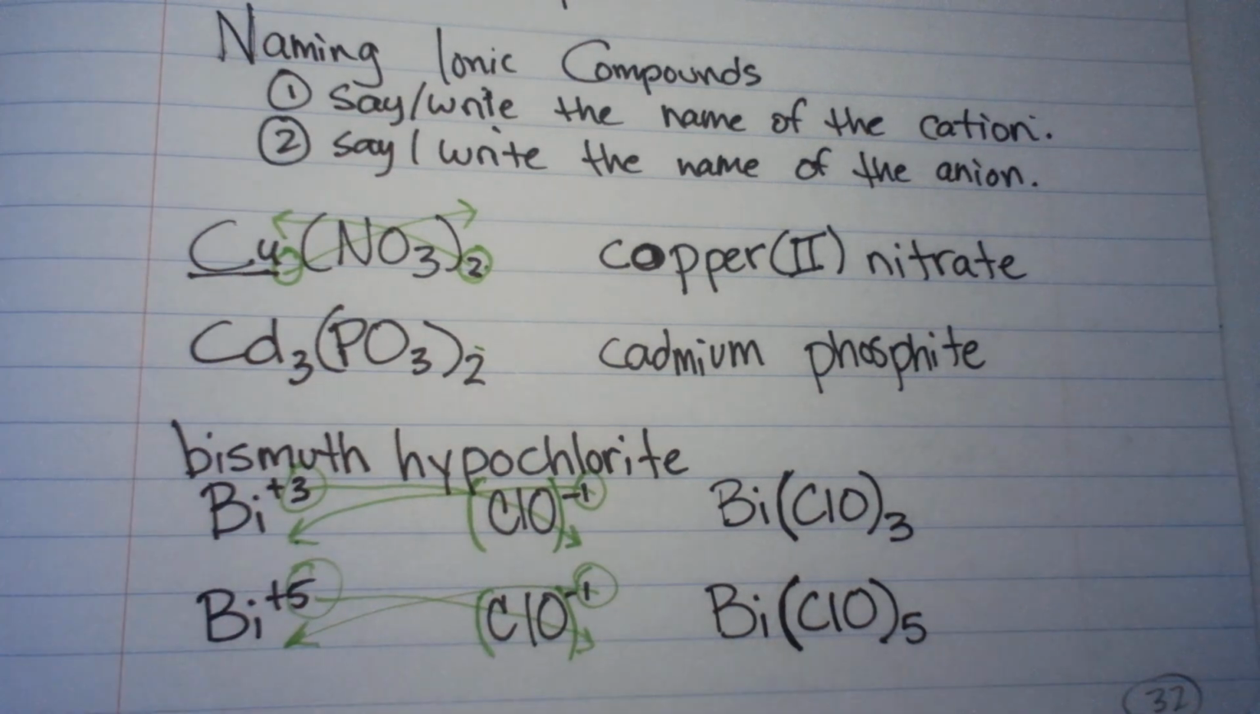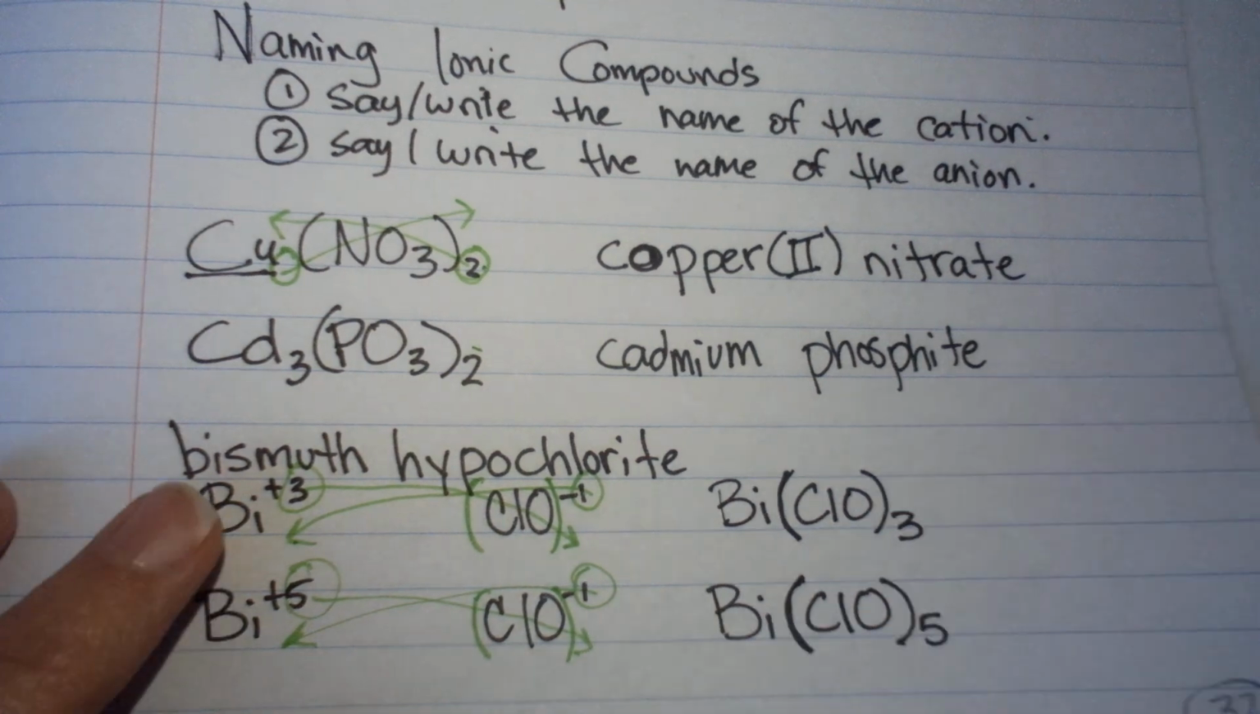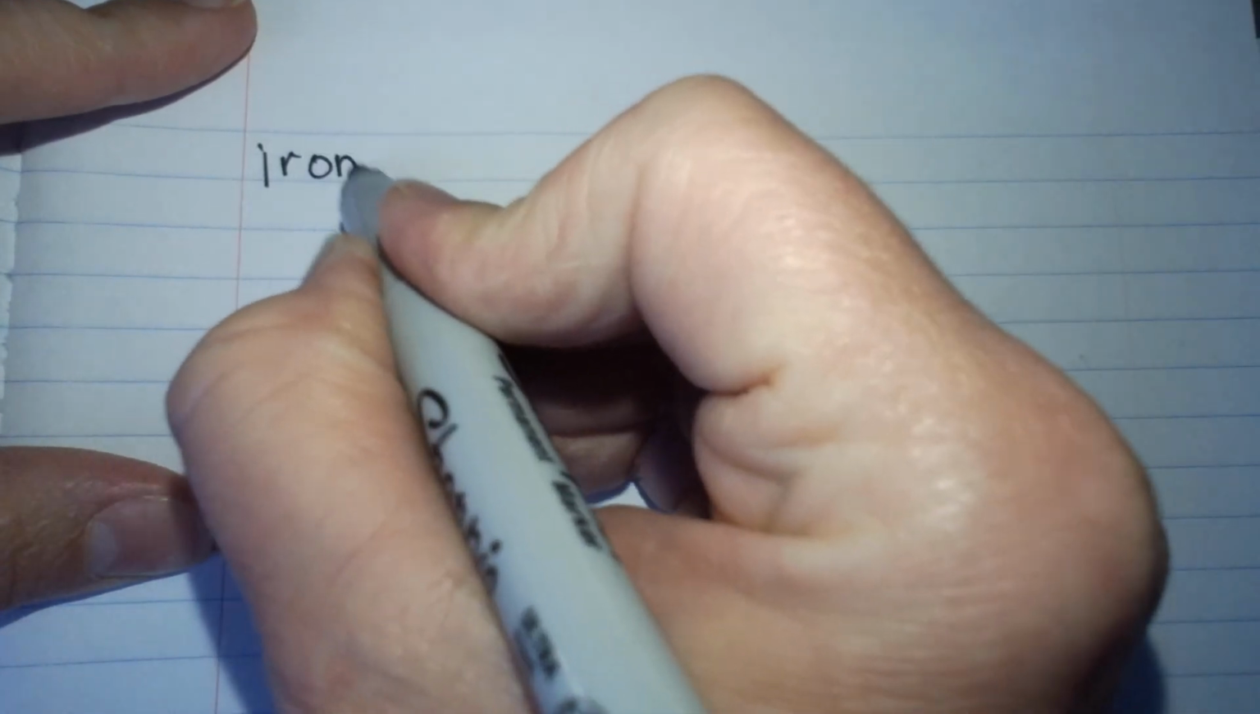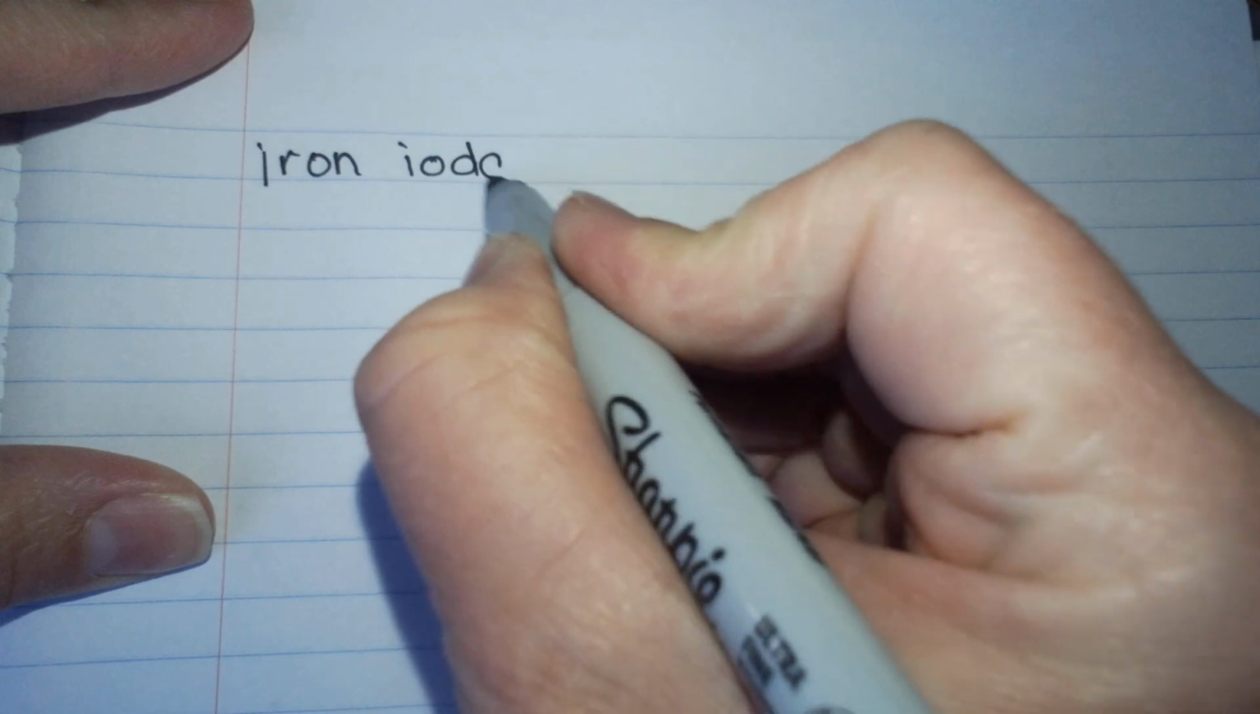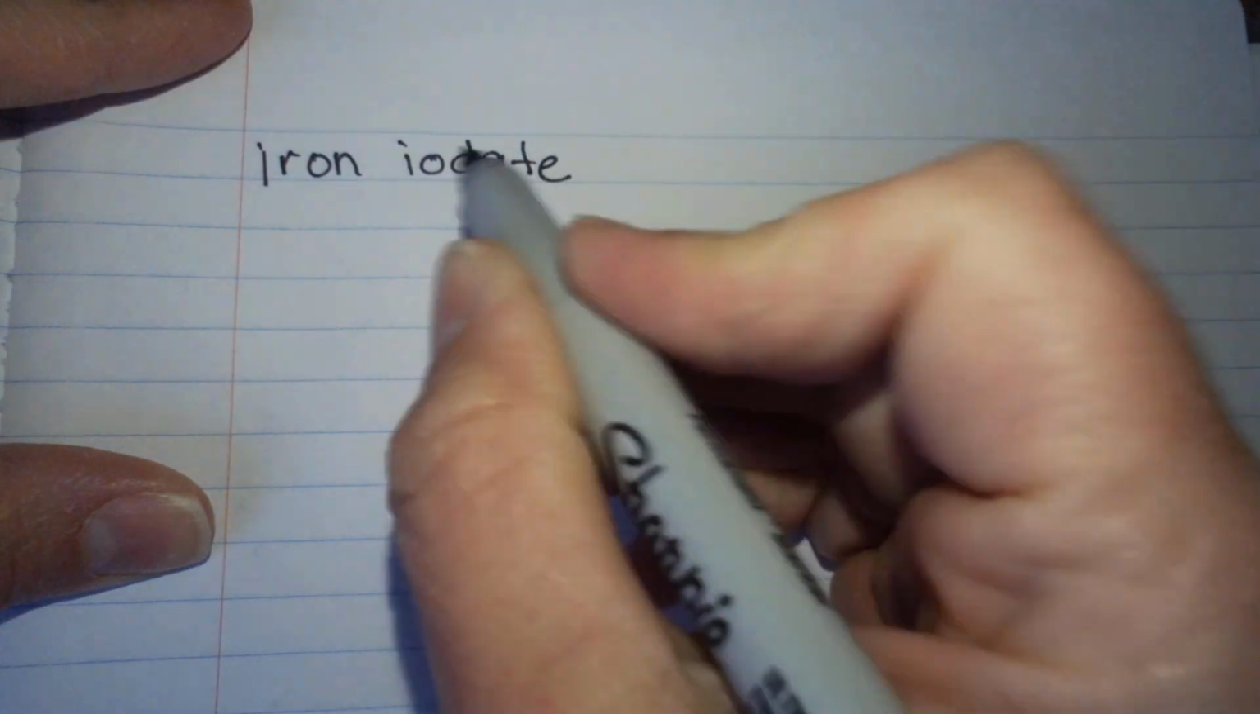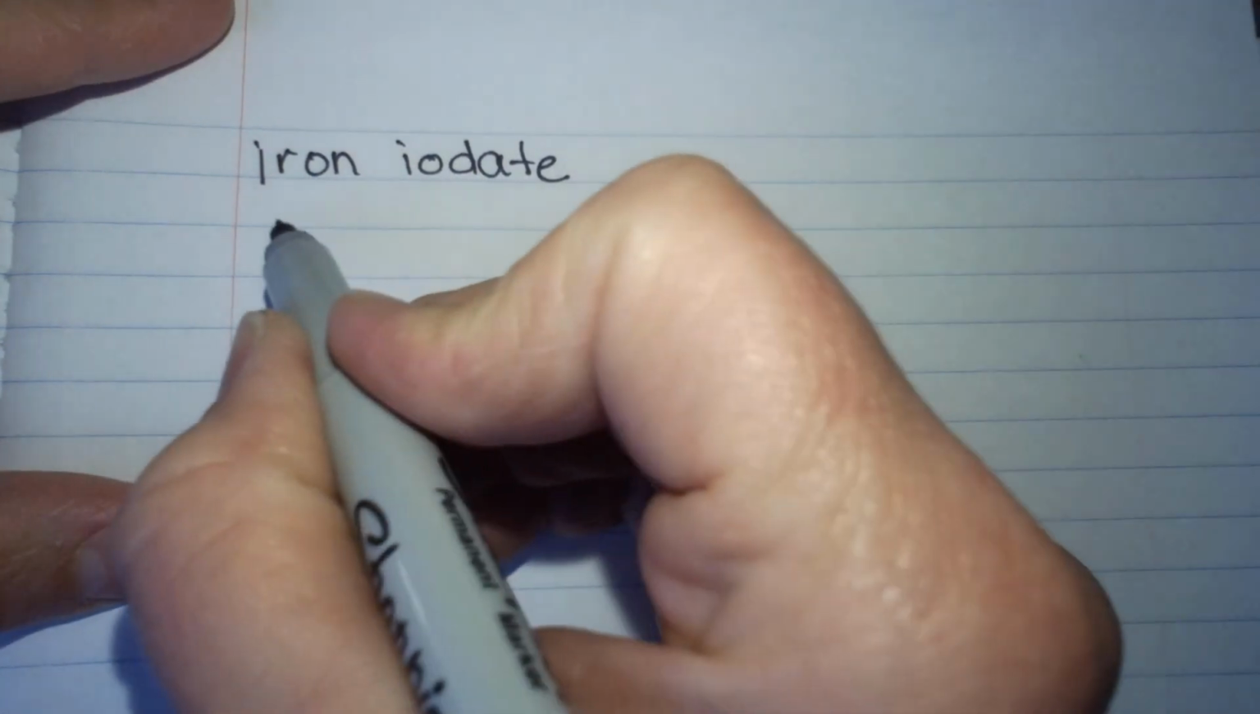All right. Let's go ahead and do a couple more, because these have a few little things about them. We'll do iron iodate. Well, we know iron's Fe.